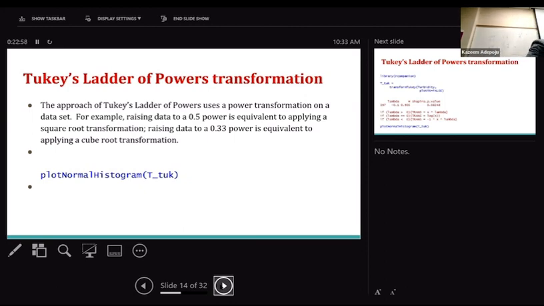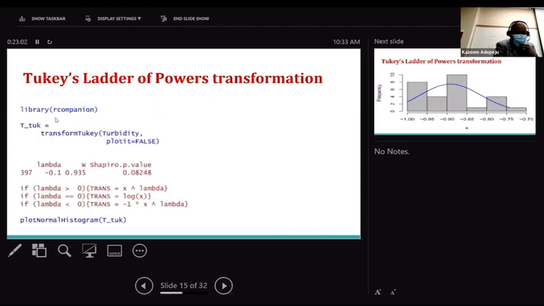Now when you transform with Tukey, all you need to do is first load this package, rcompanion. Then you write this. Look at that: transformTukey. Say you want to transform turbidity, you know the turbidity data is skewed, right? Now, you know what I'm calculating here? The Tukey will give us the lambda.